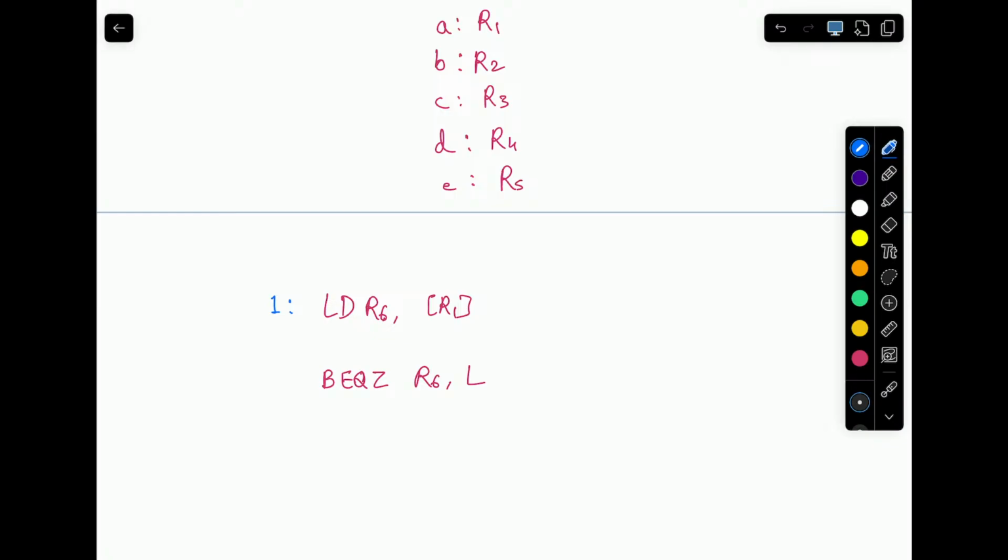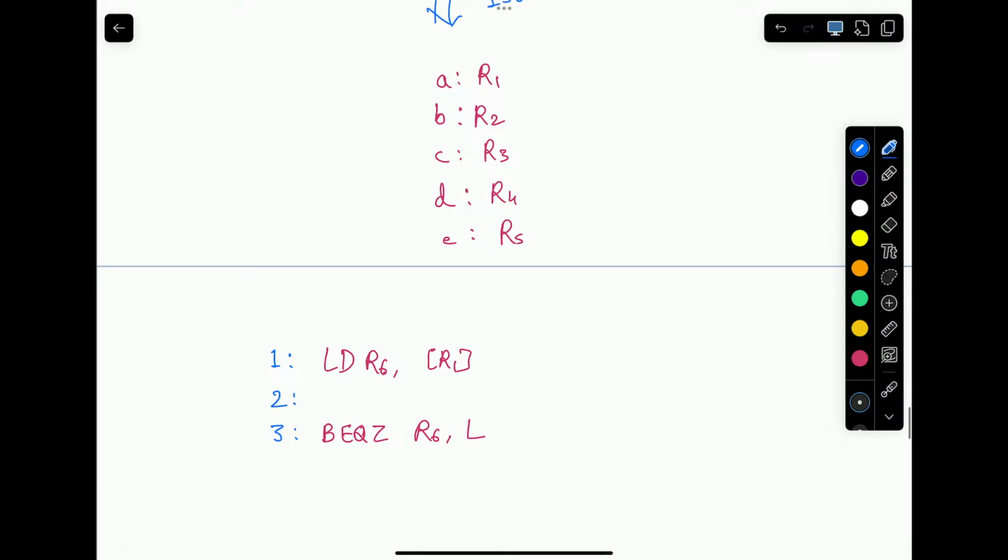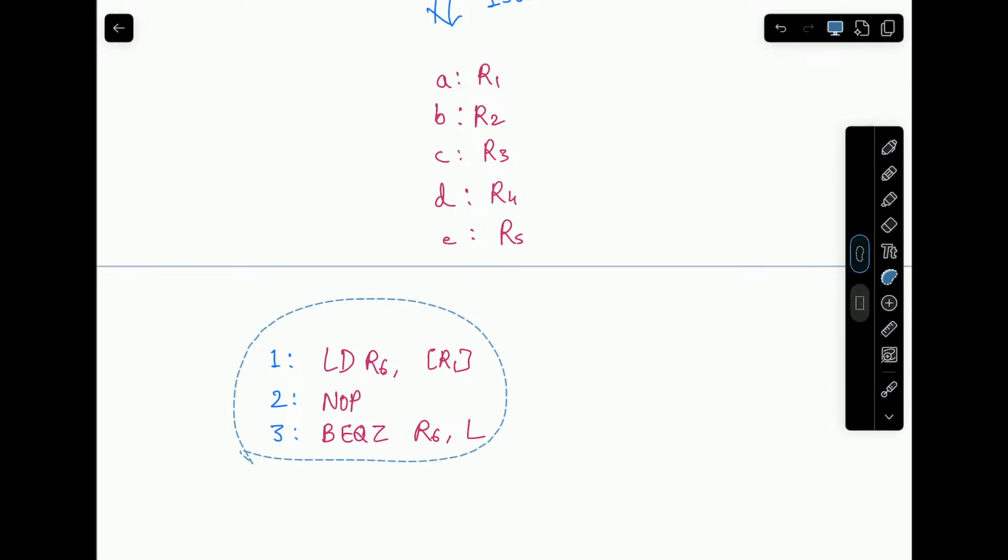2 or 3? It's a load to R6, and this instruction requires R6. So how many cycles delay needs to be there in between? 2 cycles. So which means if the first one was scheduled at 1, the next one is scheduled at 3. And there is no other instruction inside this gap, right? There is no other instruction in this basic block, which means what do I schedule at cycle number 2? Nothing. I can't do anything. So that cycle is a no-op. And this is my, wait, I'll just use the same color here.